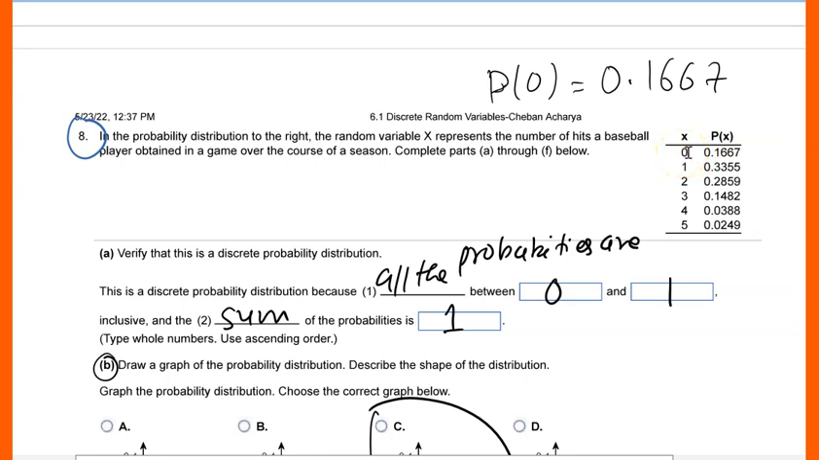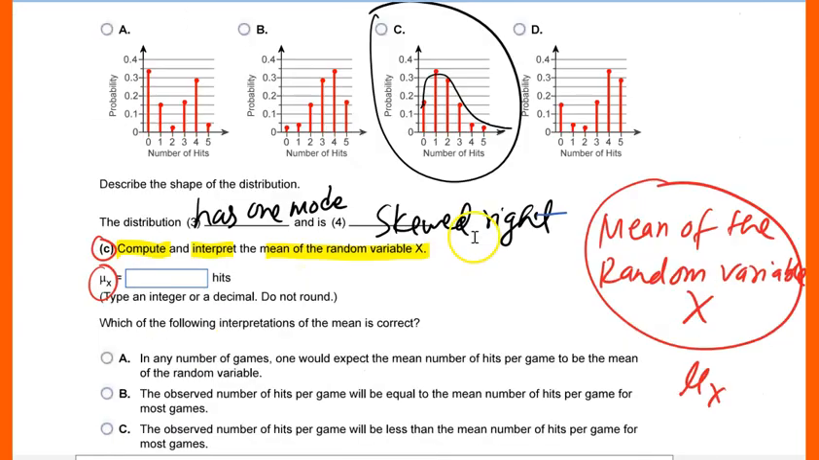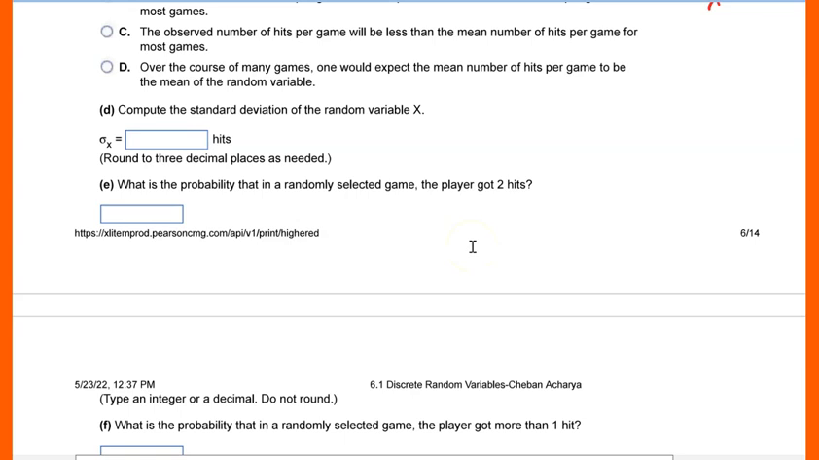In other words, multiply 0 times 0.1667, 1 times 0.3355, and you add all the products after you multiply. That's how you find it without using a calculator. But I want to teach you how to find this using a calculator.